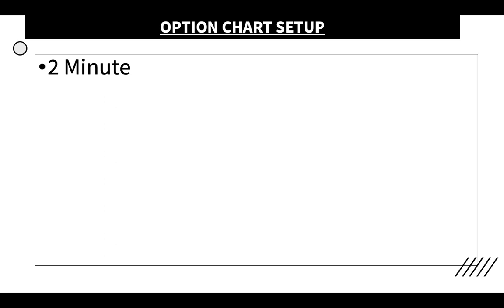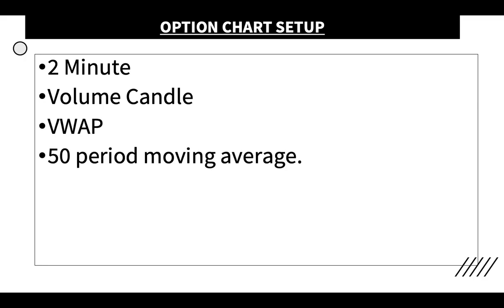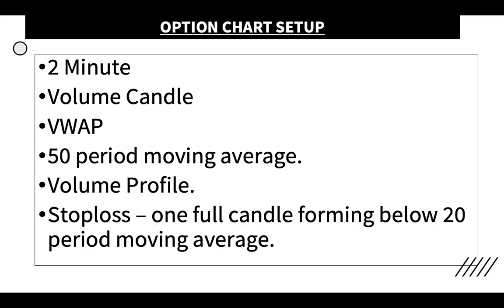What is the option chart setup? There also, keep a 2 minutes time frame and keep volume candle. In the studies, in the candle type you can select volume candle, and select VWAP, and select a 50 period moving average in the 2 minutes chart, and volume profile. You can select all these things in the Zerodha studies, you can see exactly the same names I have given.